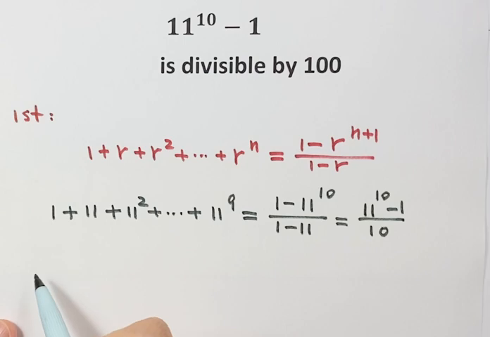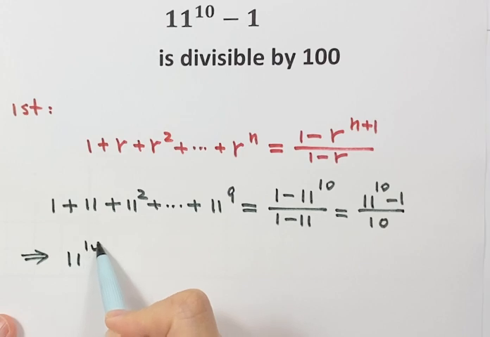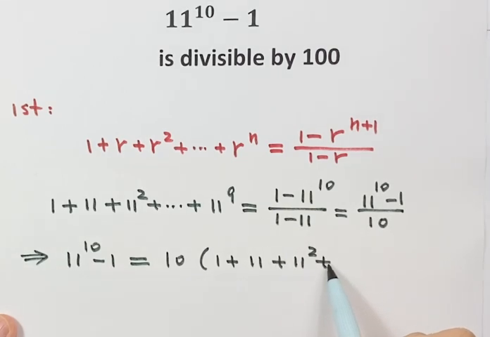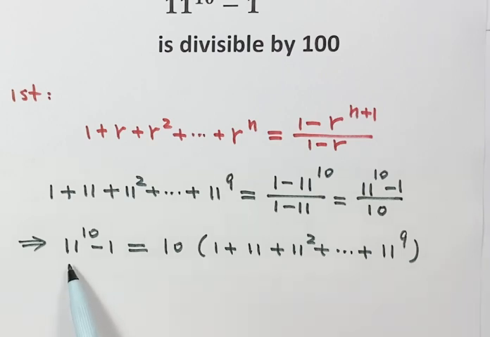So from here we have 11 to the power of 10 minus 1, and both sides times 10, so here times 10, and here the sum, 1 plus 11 plus 11 squared, up to 11 to the power of 9. Because the question is a proof that 11 to the power of 10 minus 1 is divisible by 100, and here we have 10 already, we just need to prove this part is divisible by 10.